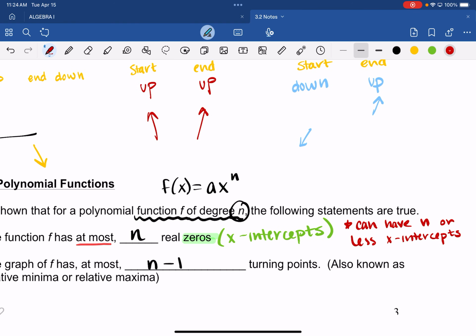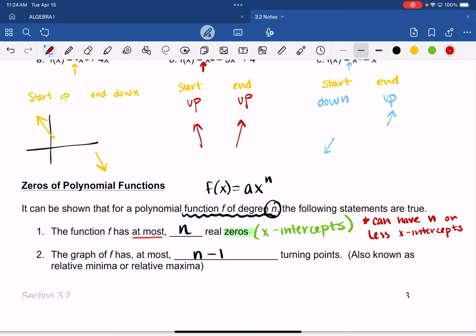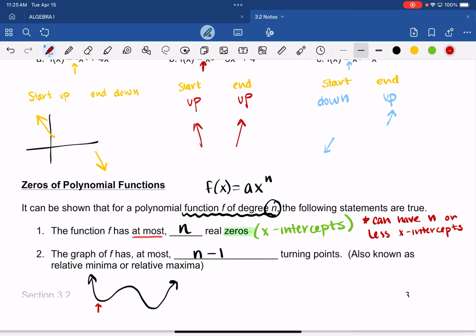The bottom part is talking about turning points. Okay. Now, I think turning points are easier to understand with a picture. Okay, so here's a picture of a graph. Here's one spot where things turn. I was going down and then I start going up. Here's another turning point. Here's another turning point. Okay, so in other words, this graph has 3 turning points.